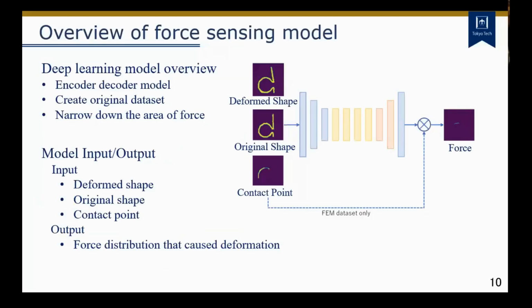And this is an overview of the force sensing model. For the CNN architecture, we adopt an encoder-decoder model, which is typically used for computer vision. Then we input the dataset and estimate the force area.